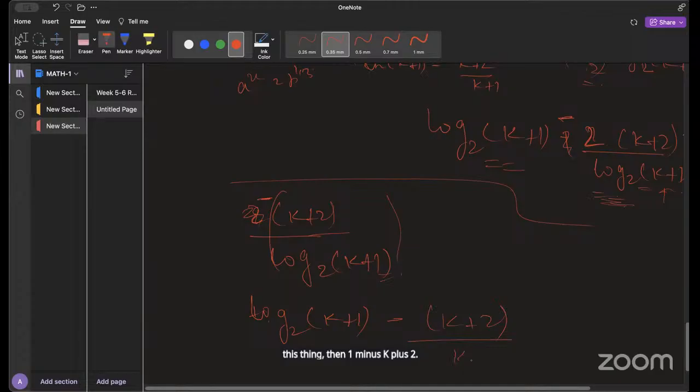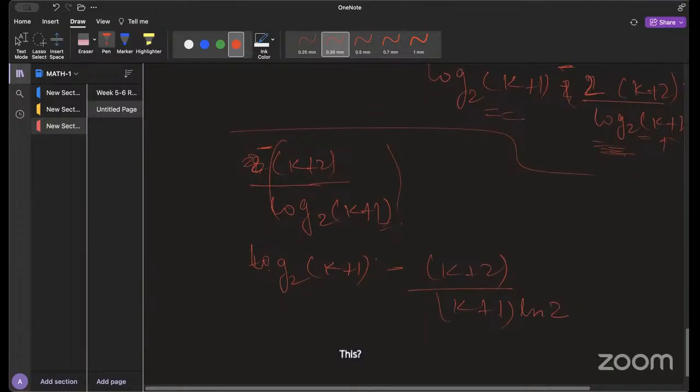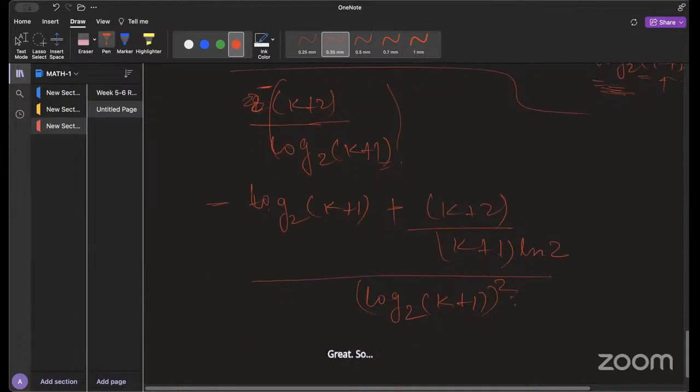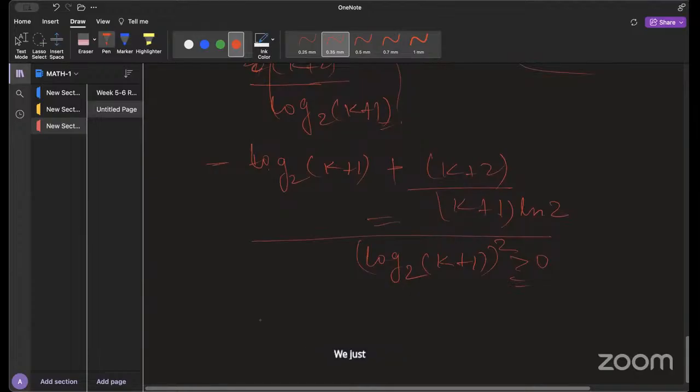The derivative of this is this. And this thing, the negative sign, so you get this thing. Right? So this we know is positive. We just have to check this thing. So this is k plus 2, k plus 1, natural log of 2 minus log base 2 of k plus 1.